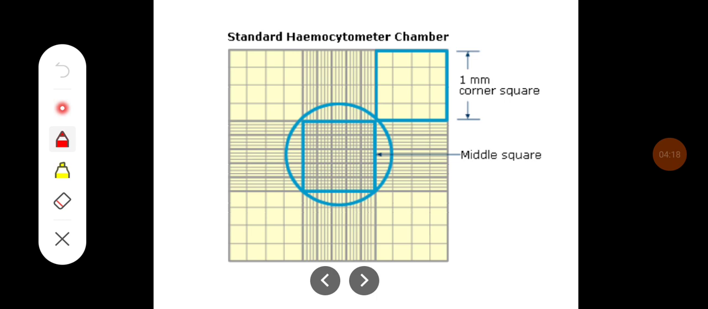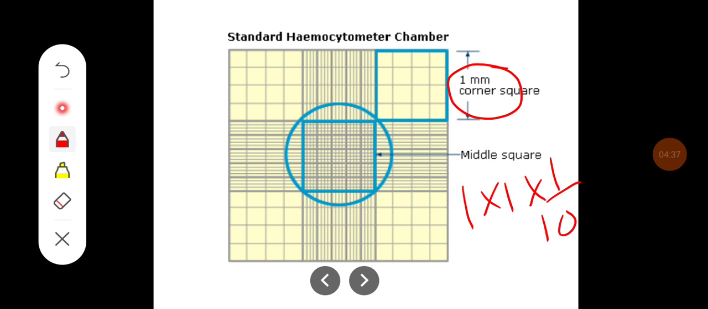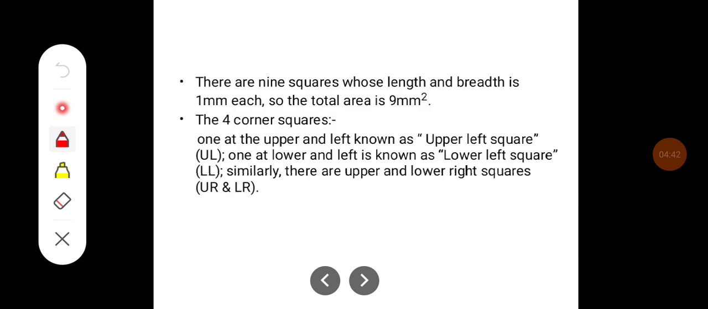As I told, the length and breadth of each WBC counting area is 1 millimeter, and the total area becomes 1 millimeter square, and the volume becomes 1 into 1 into 1 by 10, which is equal to 1 by 10 millimeter cube. There are 9 squares whose length and breadth is 1 millimeter each. So the total area is 9 millimeter square. That is the total area of the Neubauer chamber.